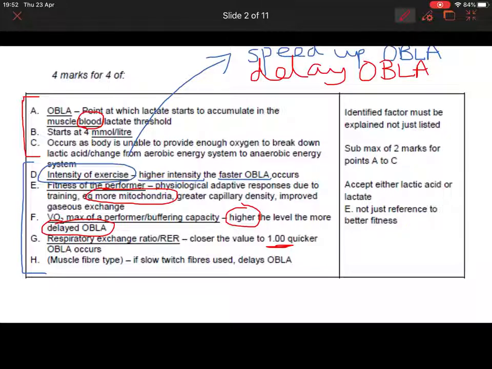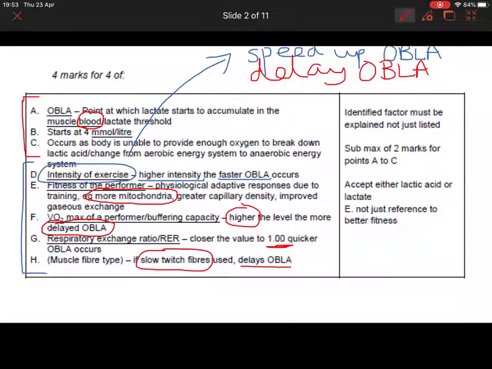And then the final factor, so there's 5 in total for you to know, and it comes back to the neuromuscular system that we looked at earlier in the year. It comes back to muscle fibre type. So if you predominantly have a higher percentage of slow twitch muscle fibres, one thing you might want to test yourself now is, do you remember the scientific name of slow twitch? And the answer is slow oxidative. So if an athlete had a high percentage of slow oxidative fibres, that would delay OBLA.